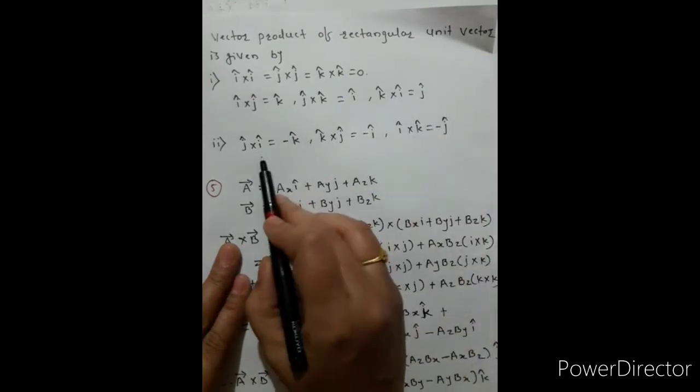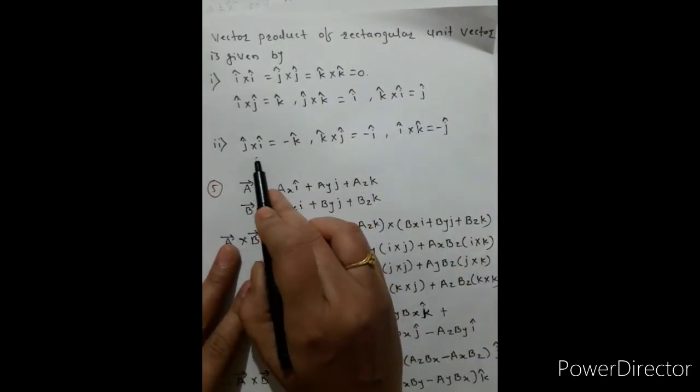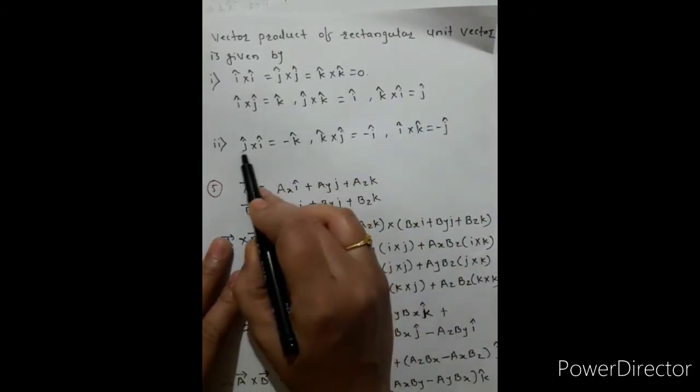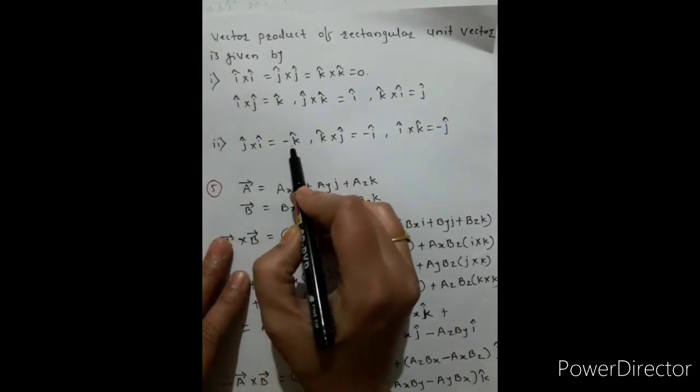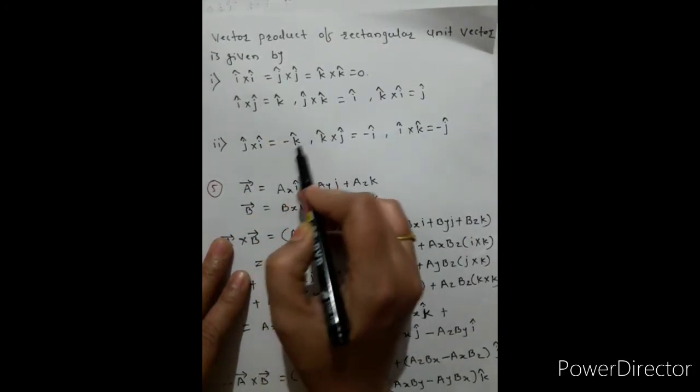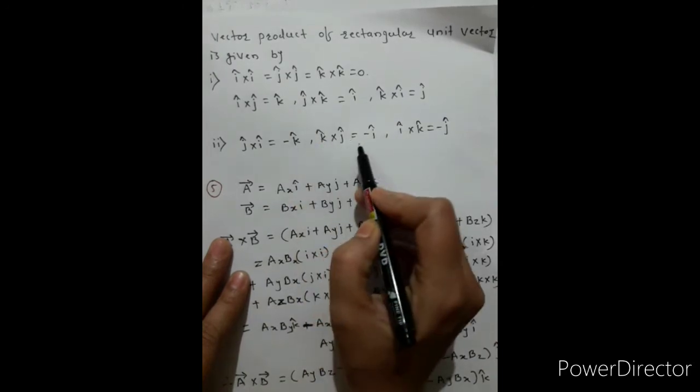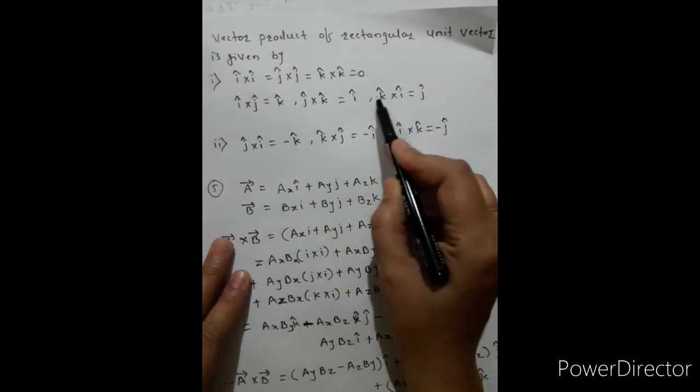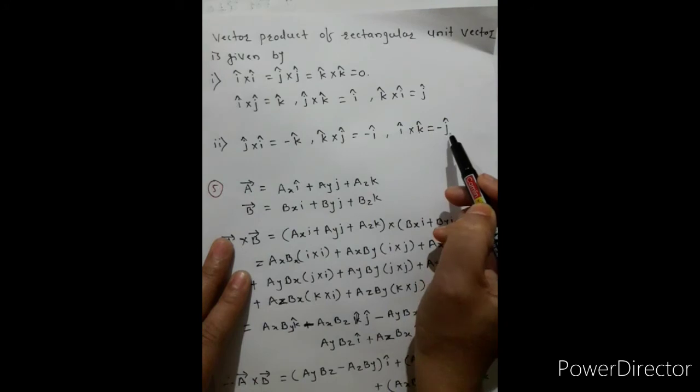And if the rotation is in the clockwise direction, at that time what is their cross product? J cross I is equal to minus k, which means it is negative. K cross j is equal to minus I, and I cross k is equal to minus j.